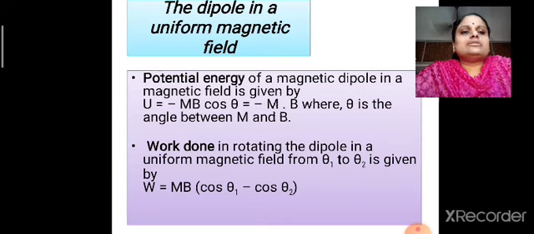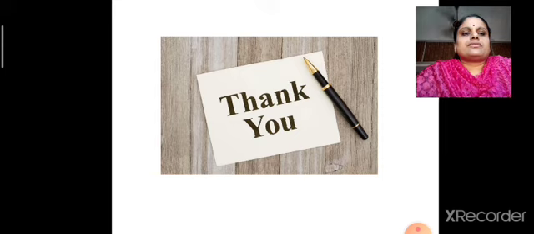Hence, the work done in rotating the dipole in a uniform magnetic field from angle theta 1 to theta 2 is given by mB into cos theta 1 minus cos theta 2. Hope you have understood about the potential energy of a dipole, and the time period and angular velocity of a dipole when it is kept in a region of uniform magnetic field.